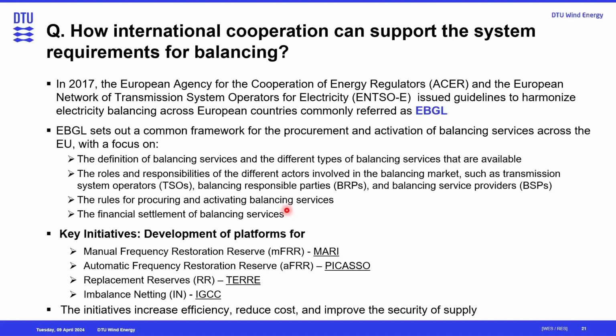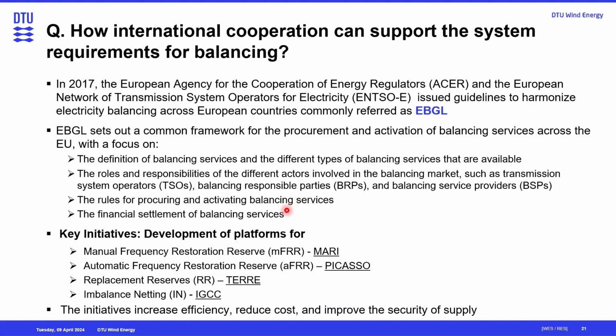And then they said, we cannot handle our own imbalances alone. Then we need to have a market, a platform where we can all come together and help each other. And it cannot be that each of us has our own principles of balancing. Then we need to have harmonization.